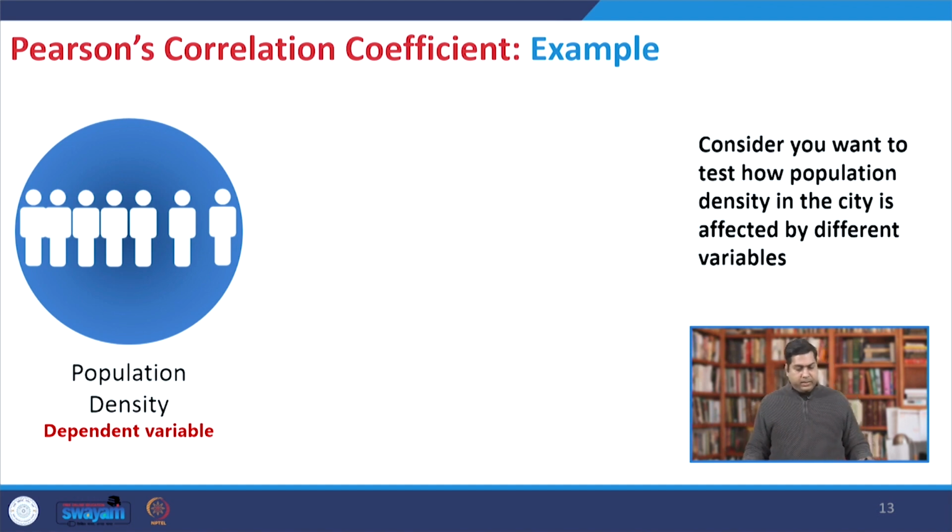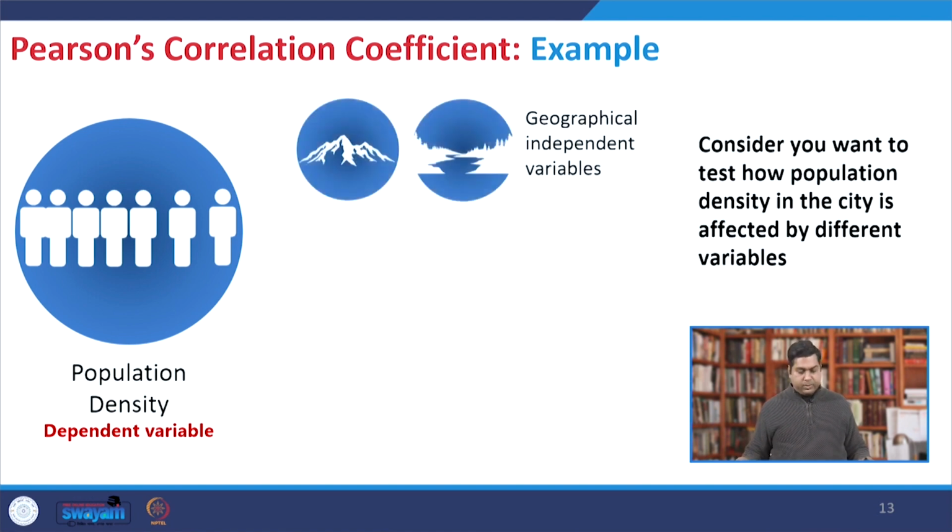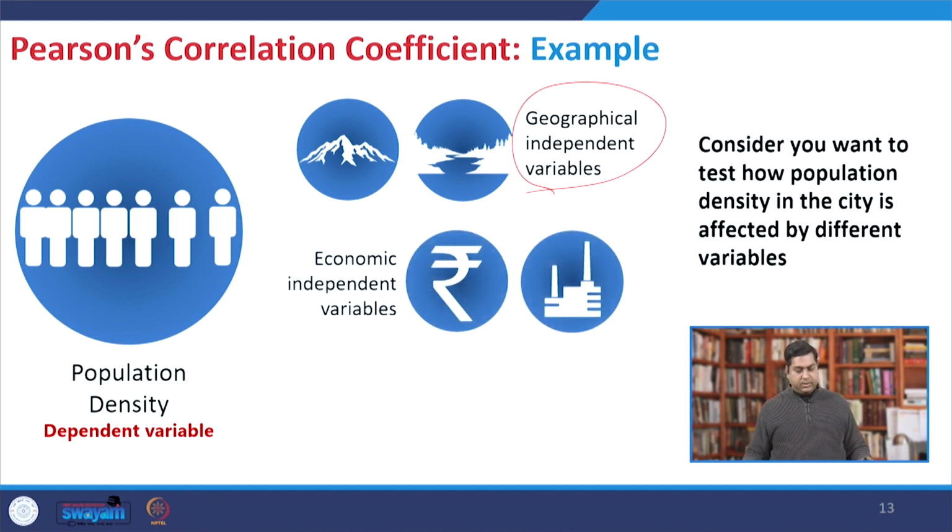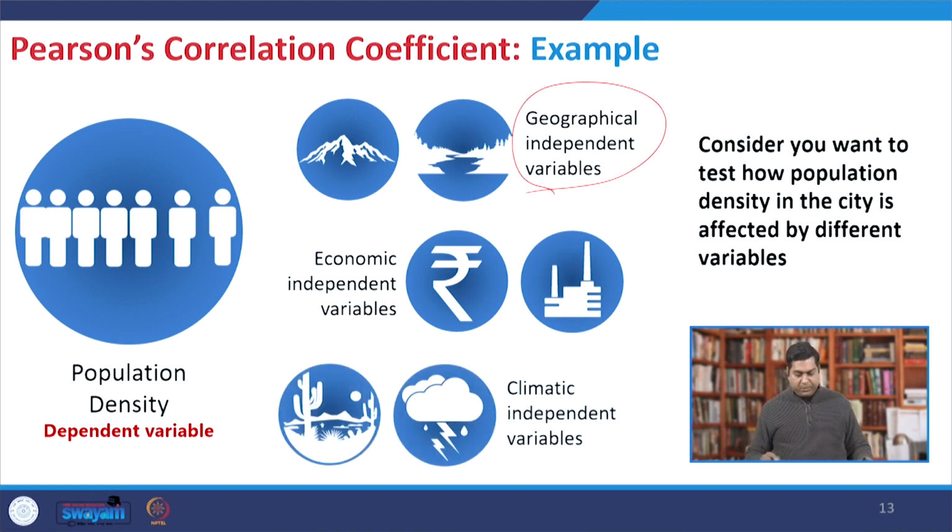Say, one example, if we just try to understand from this. Maybe population density as the dependent variable. There might be some sort of geographical variables that may influence the density. It may be an economic variable, like income opportunity, employment, or other important economic aspects, or maybe a climatic condition, that it is too hot, or maybe too cold, or maybe it is a rainy area.